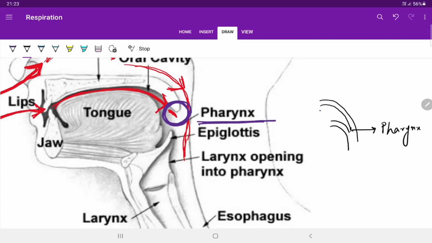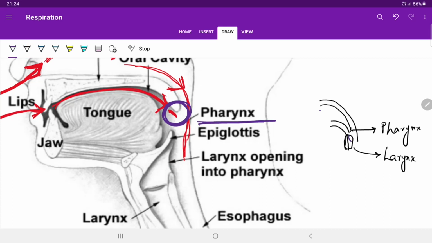Here a circular organ is present. This is called the larynx, or in other words the voice box. It is the larynx. Covering the larynx, there is an opening present over here.